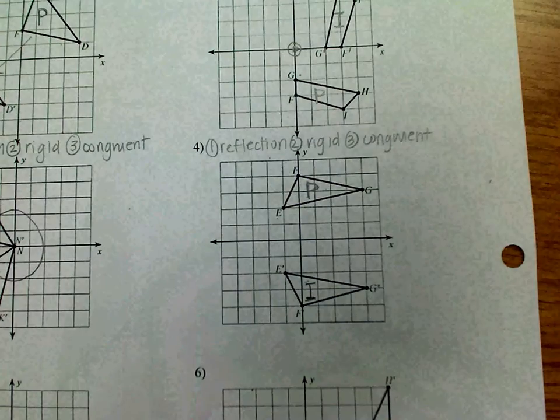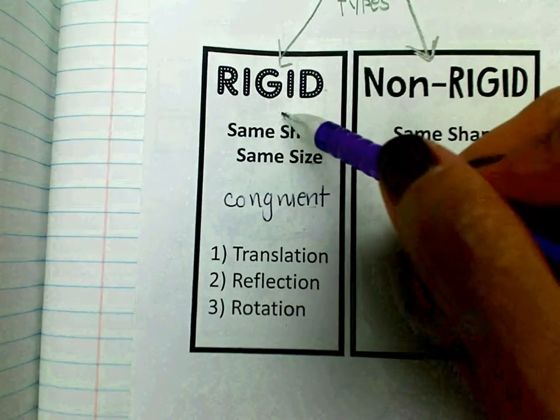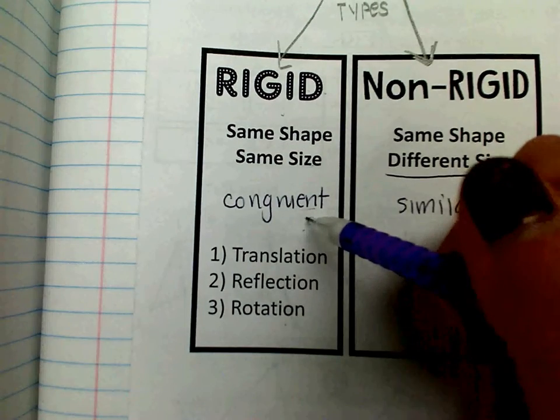Reflections are always rigid transformations which make their pre-image and image congruent.